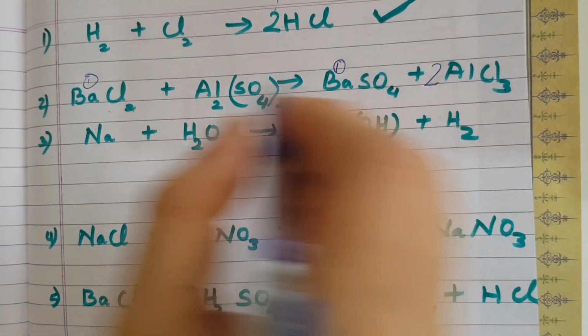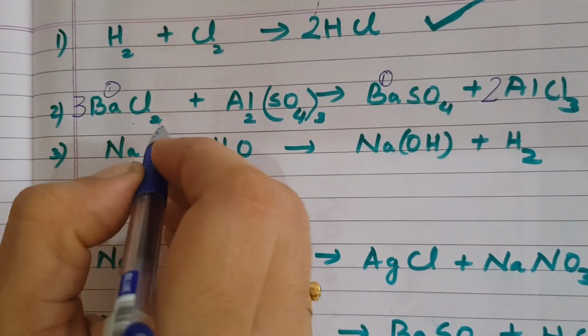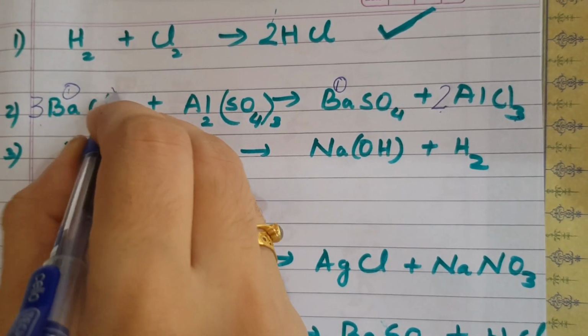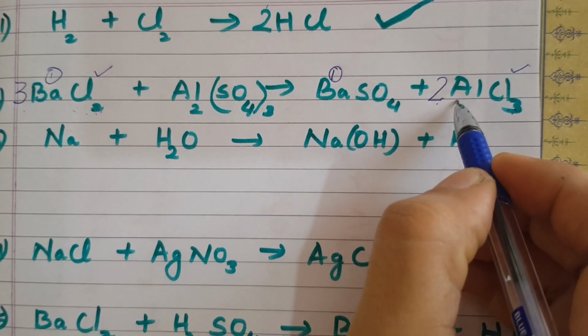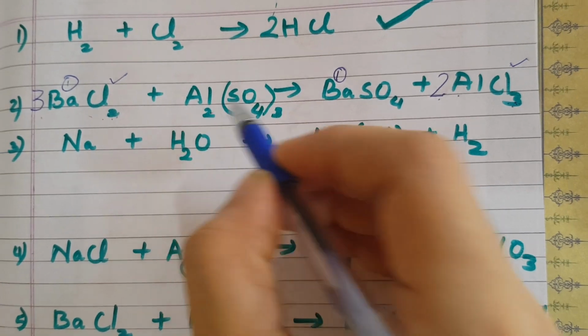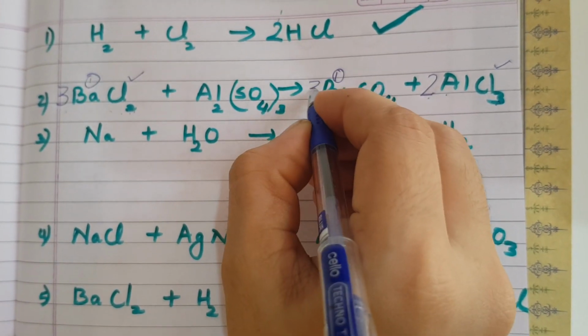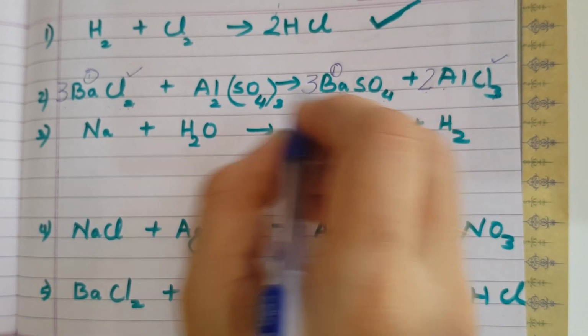There are 6 chlorine atoms. On this side also, if I write a 3, it becomes 6 chlorine atoms. So chlorine 6 here, chlorine 6 here. It is balanced. Aluminum is 2, aluminum is 2. Sulfate is 1 here, sulfate is 3 here. So I write a 3. So that makes 3 barium, 3 barium.